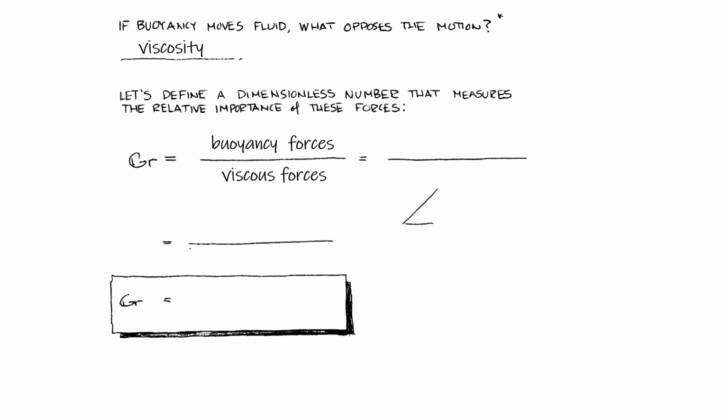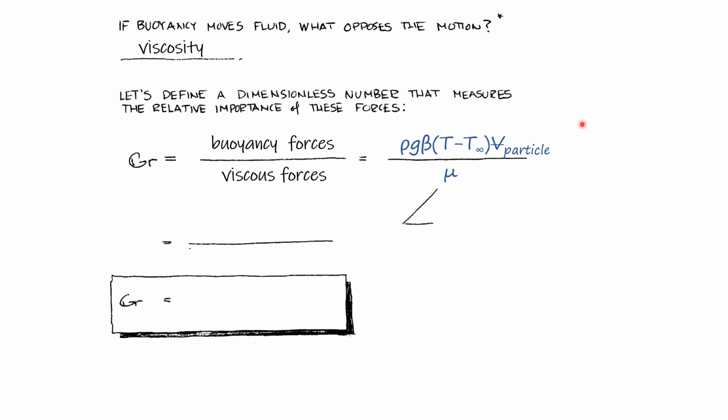We are going to write for our buoyancy forces the expression that we derived for the local force on a little fluid particle with the Boussinesq approximation. Rho g beta (T minus T infinity) times volume. And for the viscous forces, we're going to write mu. The more viscous the fluid, the more viscous resistance there is to that flow.